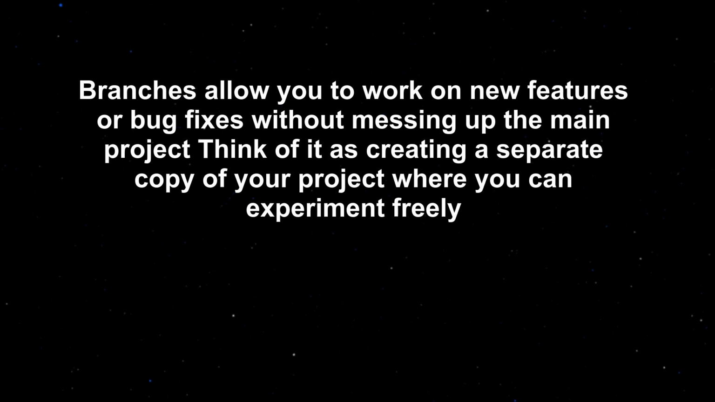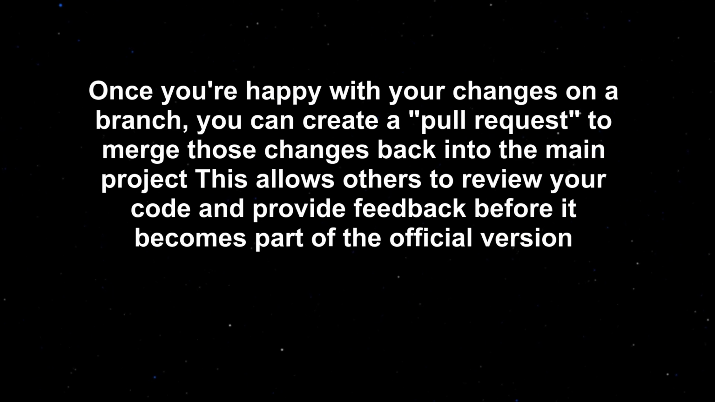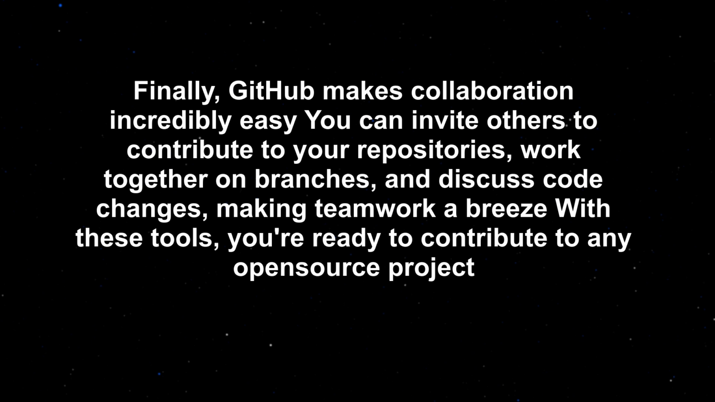Branches allow you to work on new features or bug fixes without messing up the main project. Think of it as creating a separate copy of your project where you can experiment freely. Once you're happy with your changes on a branch, you can create a pull request to merge those changes back into the main project. This allows others to review your code and provide feedback before it becomes part of the official version.